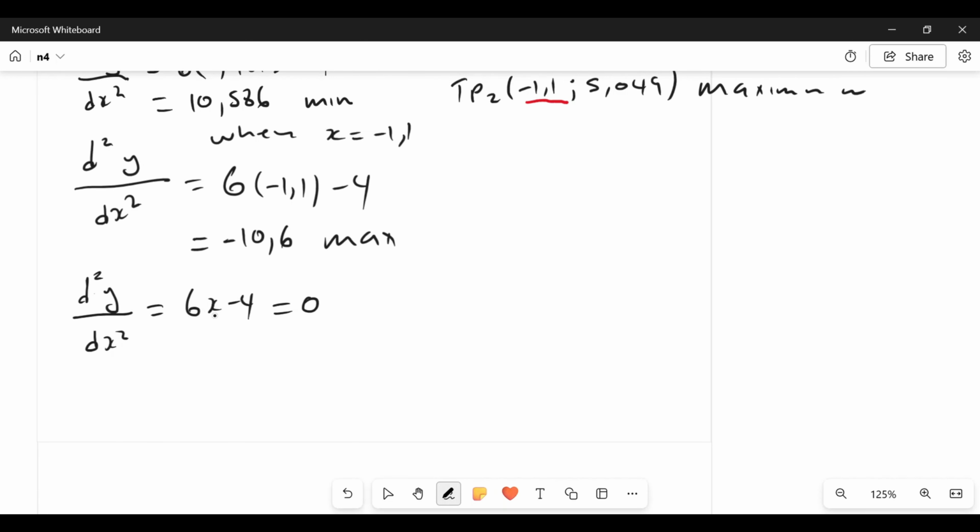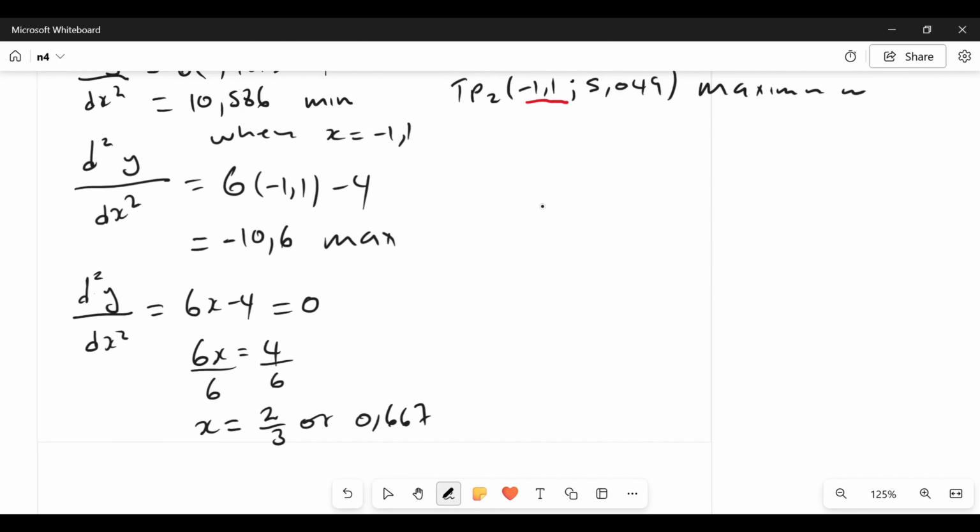Usually when you calculate for a point of inflection, the second derivative must be equal to 0. So in order for us to solve for x, we need to transpose this negative 4 to the right hand side. We're going to be left with 6x is equal to 4. And then we divide by 6 there, we divide by 6 there. So x is actually equal to 2 over 3, or 0,667. So this is our x coordinate for the point of inflection.